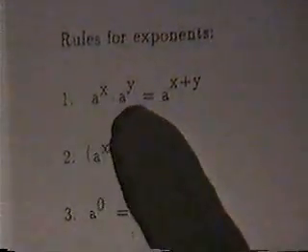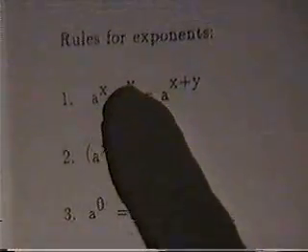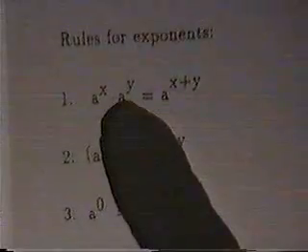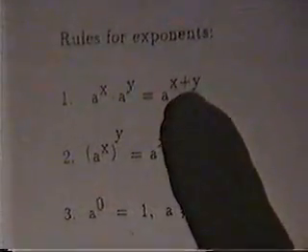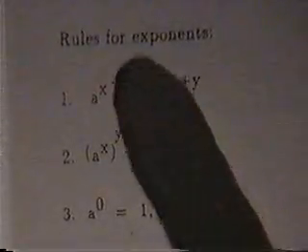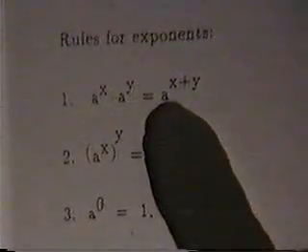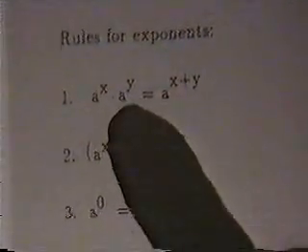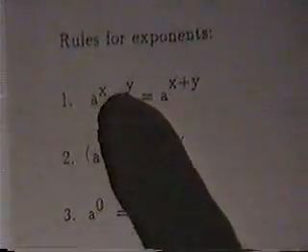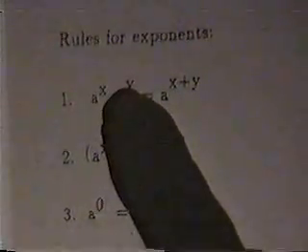If the bases are the same, that A is the base, that's the exponent. If the bases are the same, when multiplying, you only add the exponents. Do not multiply the A's. Okay? What the X and Y is telling you is how many A's.